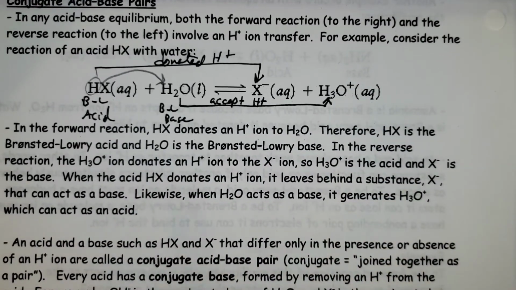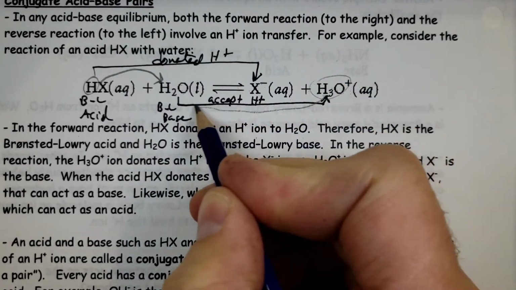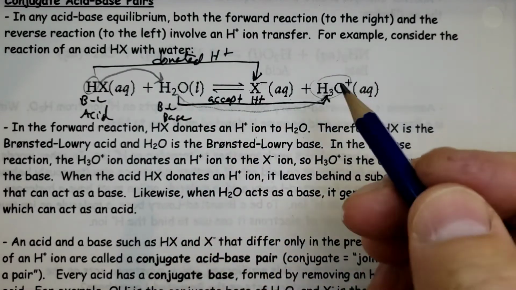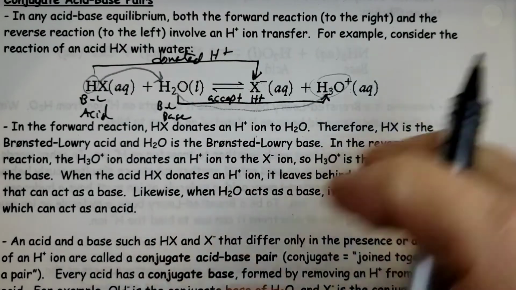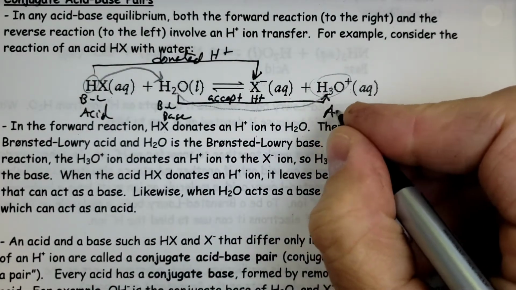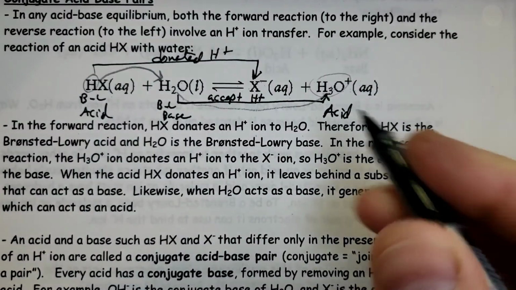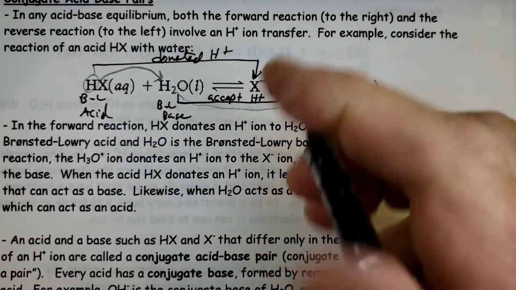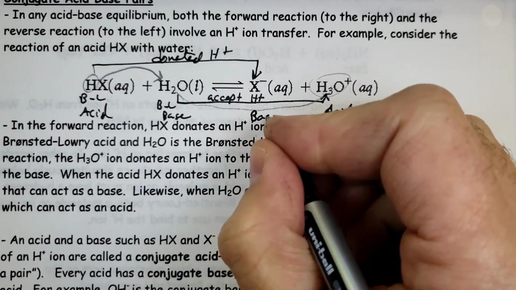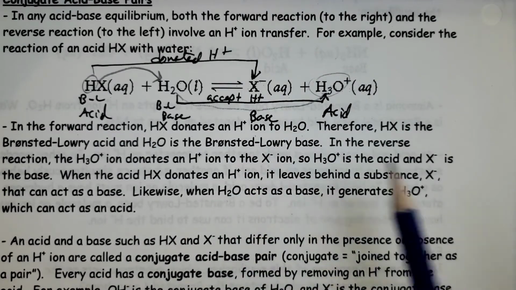But if we look at what's going on in reverse, H3O becomes H2O. It's donating an H. It's losing an H going from left to right. So that is referred to as an acid, right? Because something that donates, that loses an H, is an acid. And of course, X, to become HX, accepted an H, and anything that accepts an H is referred to as a base.